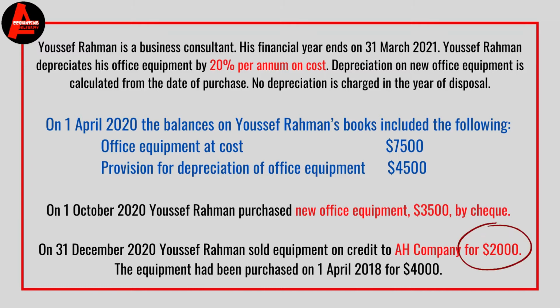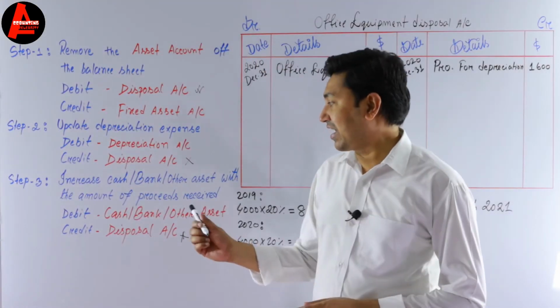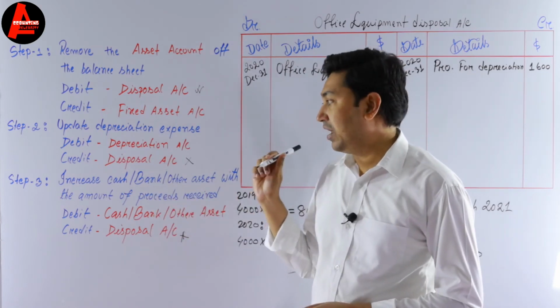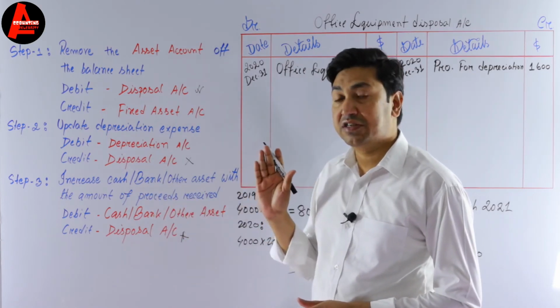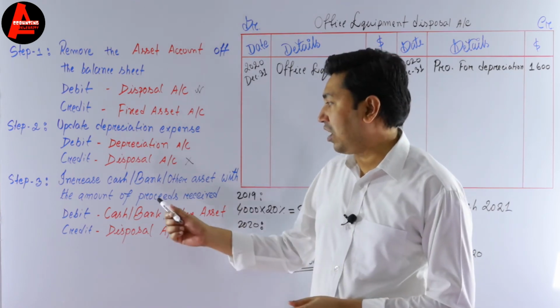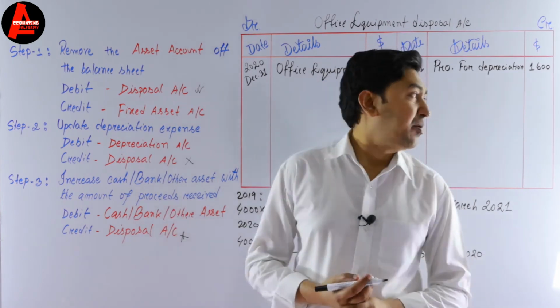On 31st December 2020, Yusuf Rahman sold equipment on credit to AH company for $2,000. So neither cash nor bank. So this businessman Yusuf Rahman sold this office equipment on credit to AH company. So other proceeds means AH company. We have to write here AH company.